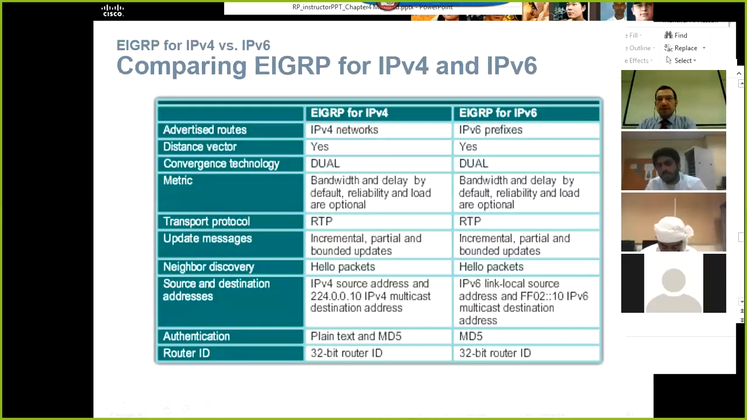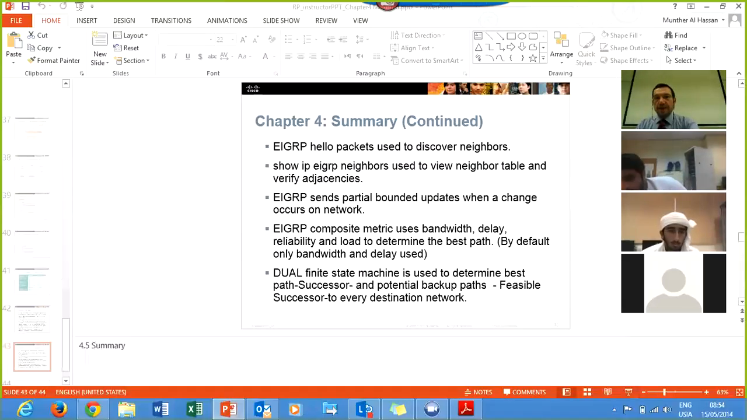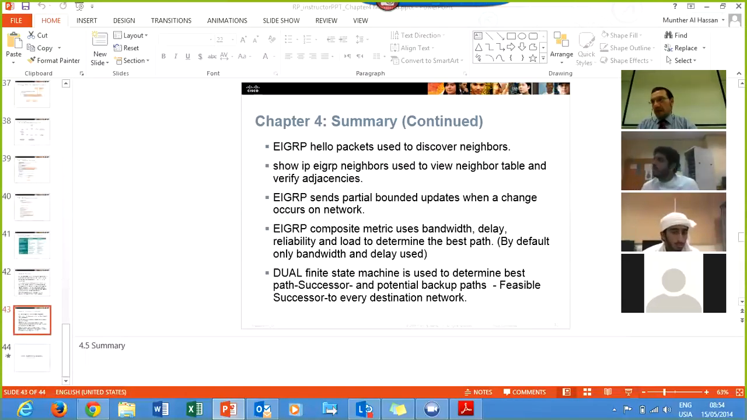Okay, so comparison between EIGRP version 4 and version 6. I'm not going to do this comparison. So let's have a break. And after the break, gentlemen, we will start chapter 5. I'm just going to concentrate on the summary route for chapter 5. Okay, have a break, guys. Thank you.